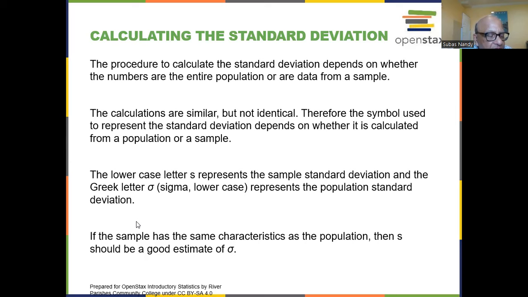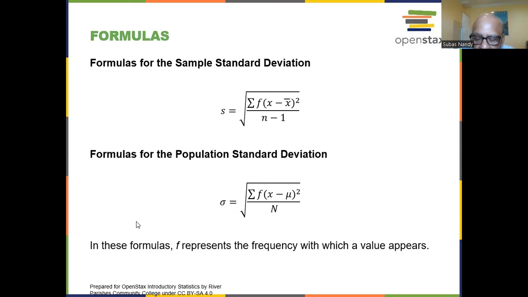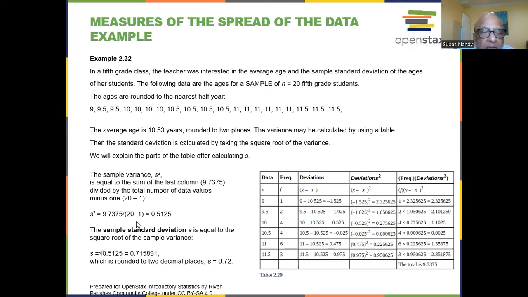Standard deviation is represented either by Sx or sigma x. Sx is the sample standard deviation. Sigma x is the population standard deviation. Sigma is the Greek small s. It represents the population standard deviation. So if we know that the data set comes from a sample, we will use Sx. If we know the data set represents a population, we will use sigma x. Variance is the square of the standard deviation. This is the formula. Don't worry about the formula.